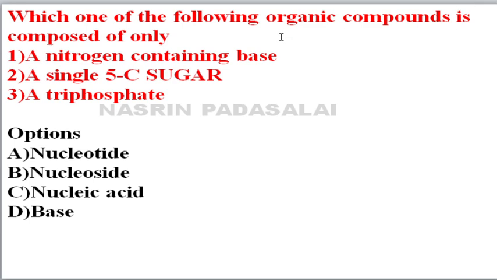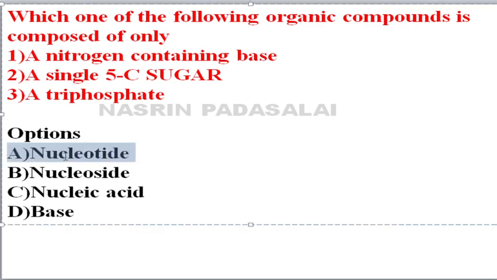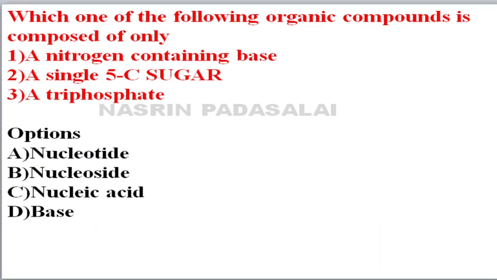Next, which of the following organic compounds is composed only of a nitrogen-containing base, a single carbon sugar and a triphosphate? So the correct option is nucleotide. Yes, if you take a nucleoside, it is made up of only two components. It consists of only base and sugar. When a nucleoside combines with phosphate, it forms a nucleotide. And nucleic acid is not a correct option because nucleic acid is a polymeric macromolecule that is composed of numerous monomeric units, that is nucleotides.